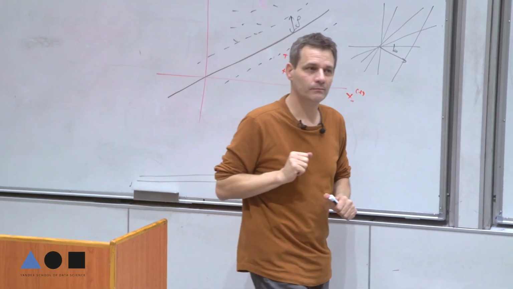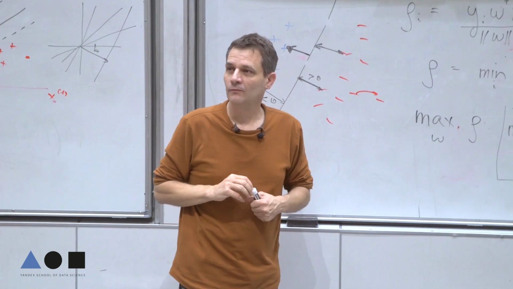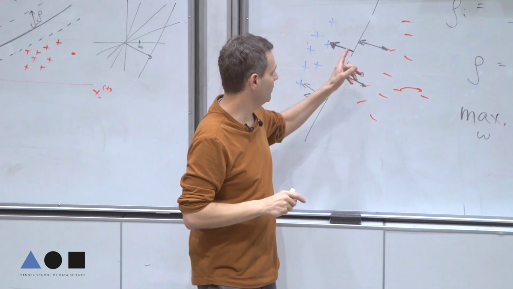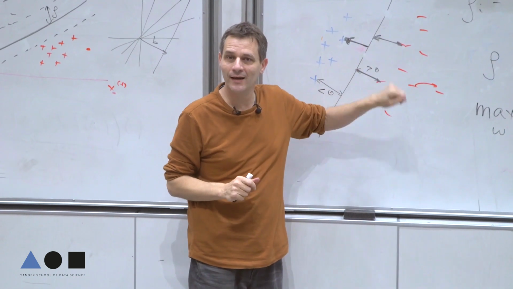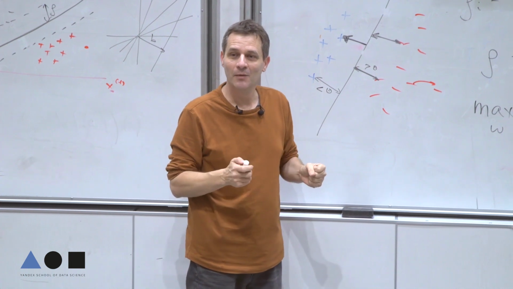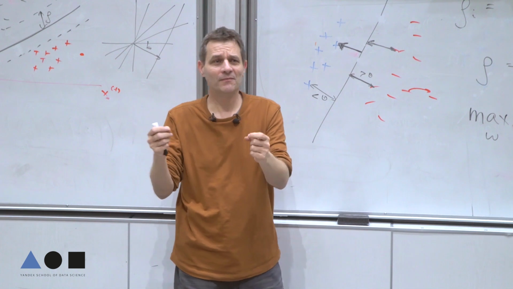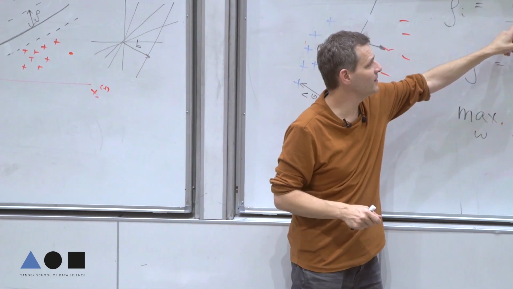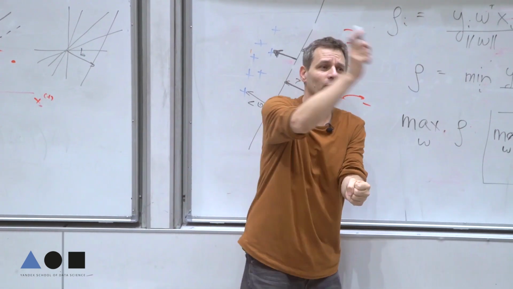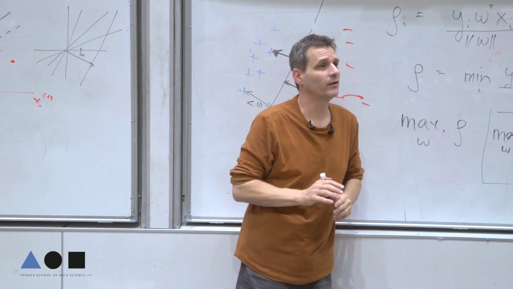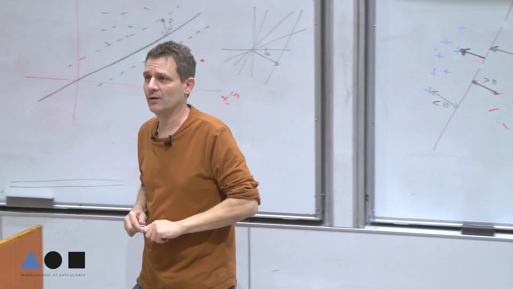More questions? I think the question there was about the fact that the margin is signed. It has a sign. The margin could be negative, which means that the point is on the wrong side of the hyperplane. That's actually important. So thank you for pointing this out.